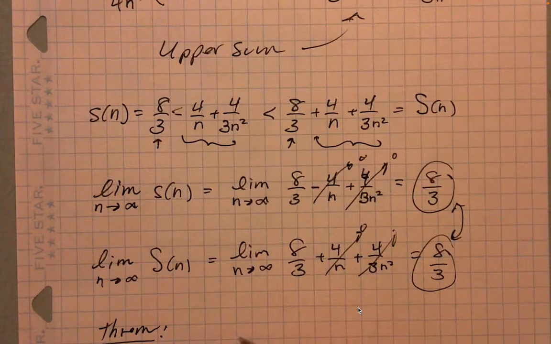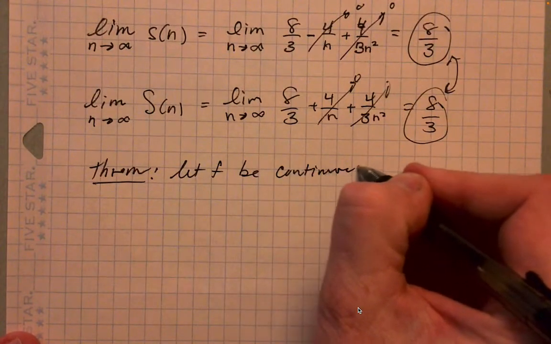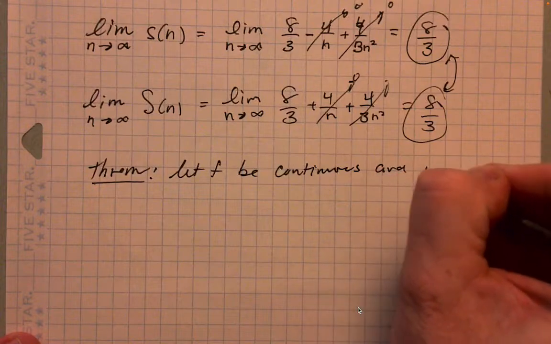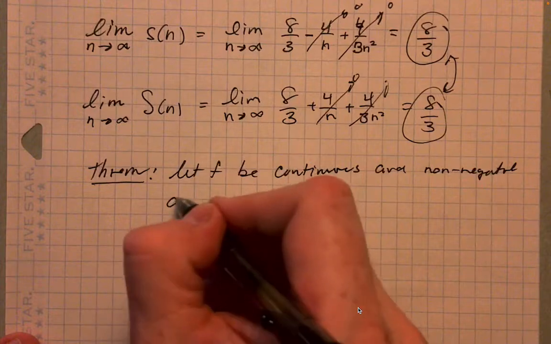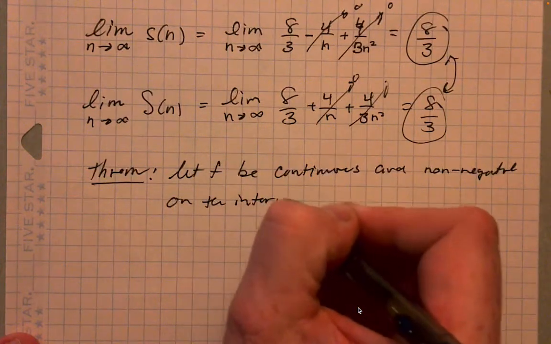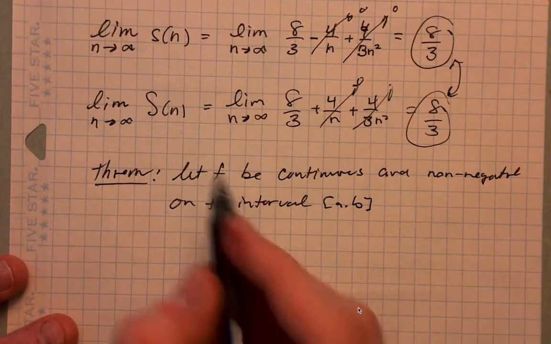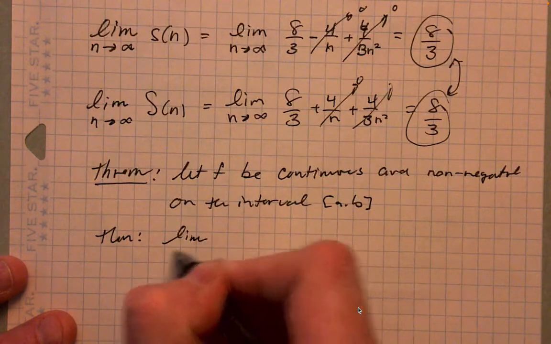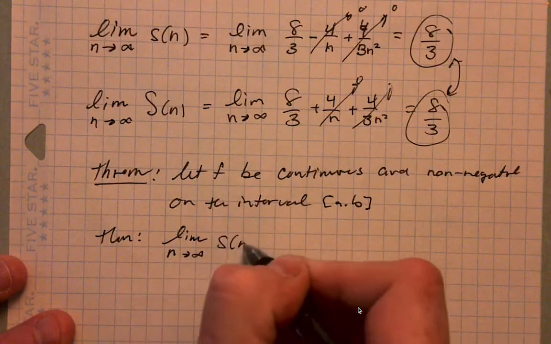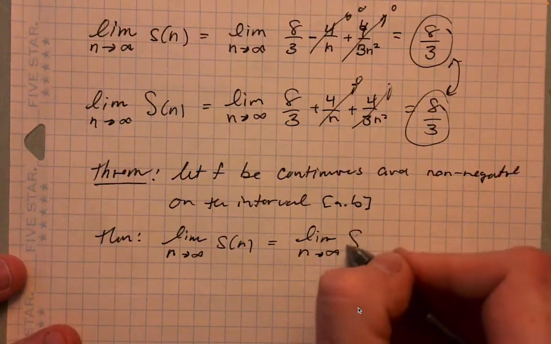Let f be continuous, and we'll say non-negative, on the interval AB. Then the limit as n goes to infinity of the lower sum is equal to the limit as n goes to infinity of the upper sum.